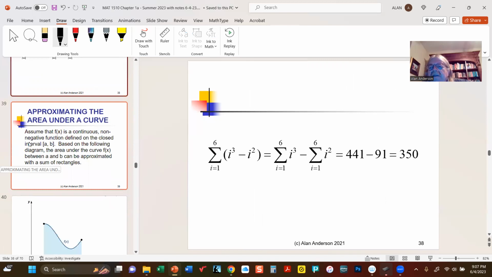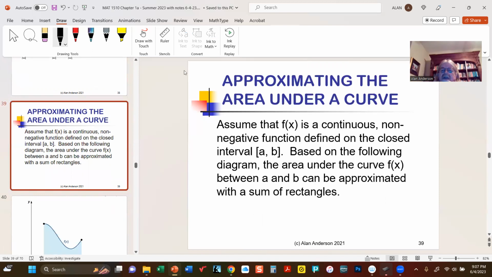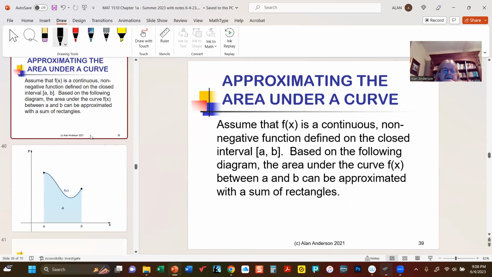All right, so now let's get back to the integration. Of course, the purpose of doing all this is that if we're treating an integral as an infinite sum, it's good to know how the discrete sums work. So we start out by assuming that f of x is a continuous non-negative function defined over the interval a to b, including a and b.